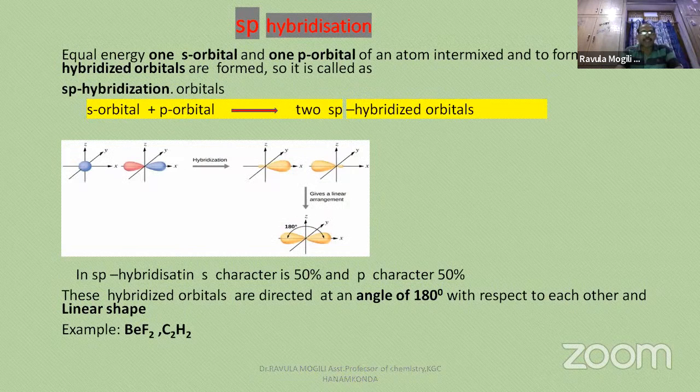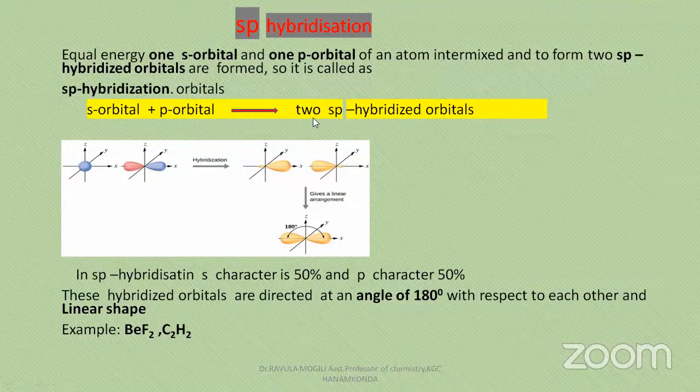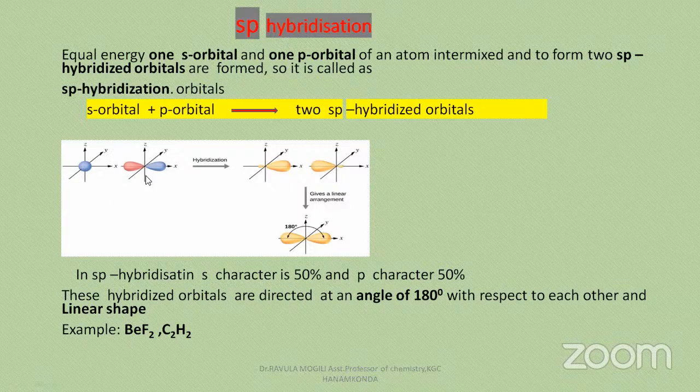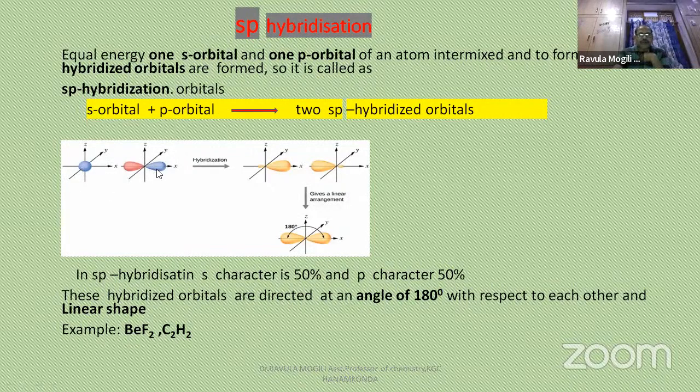So what is meant by sp hybridization? Intermixing of an s orbital and one p orbital of equal energy of an atom forms two sp hybridized orbitals. So one s orbital and one p orbital form two sp hybridized orbitals. The s orbital is spherical, and the p orbital is dumbbell shaped. On combining these two orbitals, we get two hybridized orbitals. This is one sp hybridized orbital, and this is another. These two sp hybridized orbitals are arranged in a linear shape.